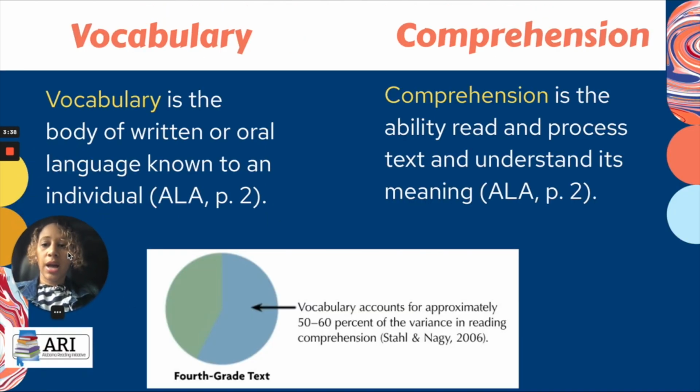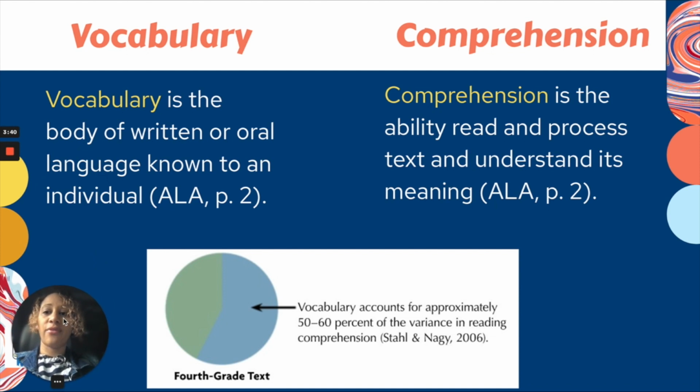Okay, so now let's get some common definitions. We've got vocabulary. Vocabulary is the body of written or oral language known to an individual. And obviously the point of all of it is we want that vocabulary to increase as the students progress through school. And comprehension is the ability to read and process text and understand its meaning.